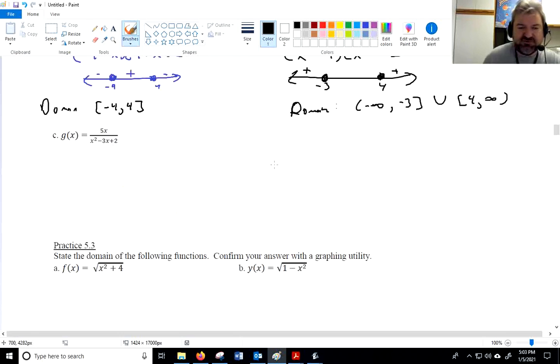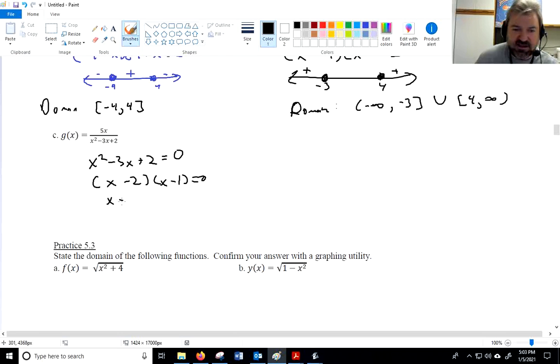Okay, last we have g of x equals 5x divided by x squared minus 3x plus 2. We don't have any square roots, but we have division. So x squared minus 3x plus 2 cannot equal 0. If it equals 0, then this is undefined because you can't divide by 0. So I'm actually going to solve for what x can't be. And this is factorable as x minus 2, x minus 1. So I get x equals 2 and 1. What that means is that if x is 2 or 1, then we get a divide by 0, which is not allowed. So my domain is all real numbers except 2 and 1.